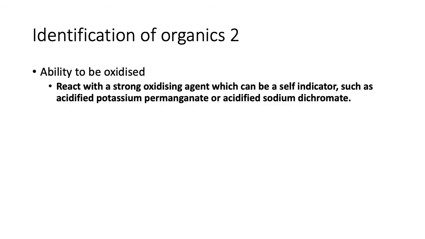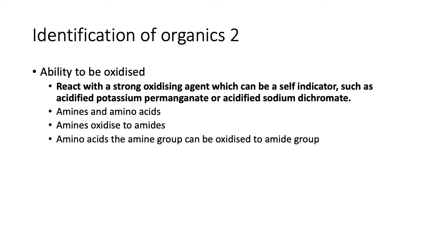Okay, so the ability to be oxidized: again, you're reacting with a strong oxidizing agent, preferably a self-indicator such as potassium permanganate or sodium dichromate, and don't forget to write down acidified. This applies for amines and amino acids because they both have an amine group on them. So amines turn to amides. You can watch that reaction on the amines video.